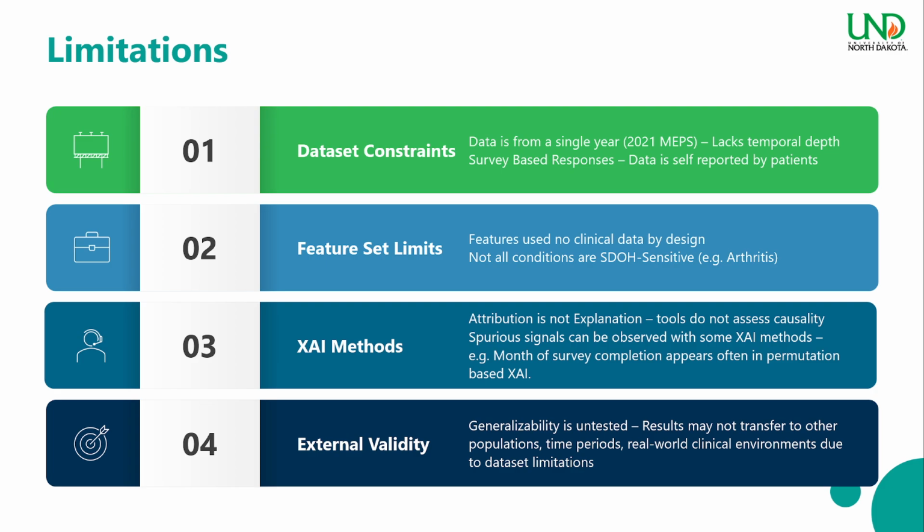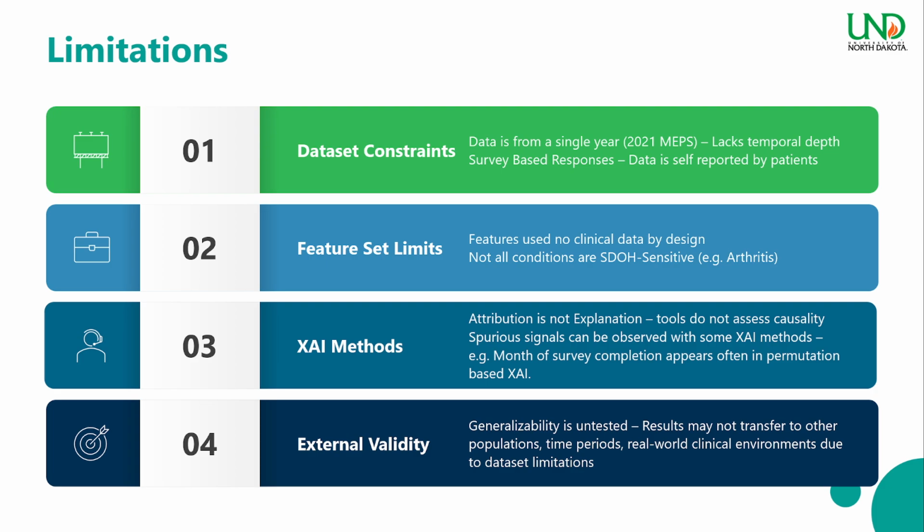And so not all conditions are equally influenced by SDOH variables. Arthritis, for example, may or may not show strong SDOH-related patterns because of the condition's commonness across a diverse population. It might not be influenced by those conditions. And then third, the explainability methods themselves have limitations. Attribution is not explanation, and definitely is not causation.